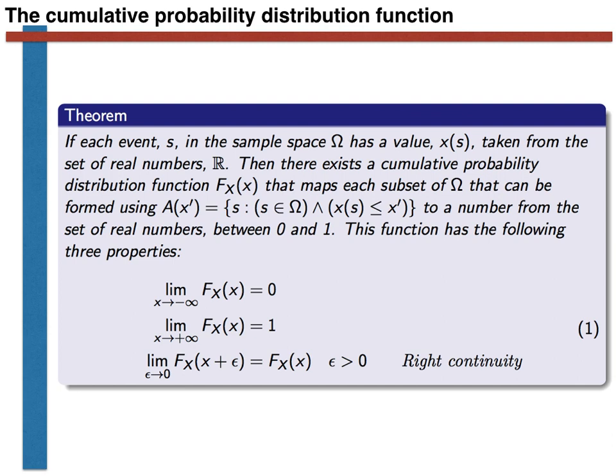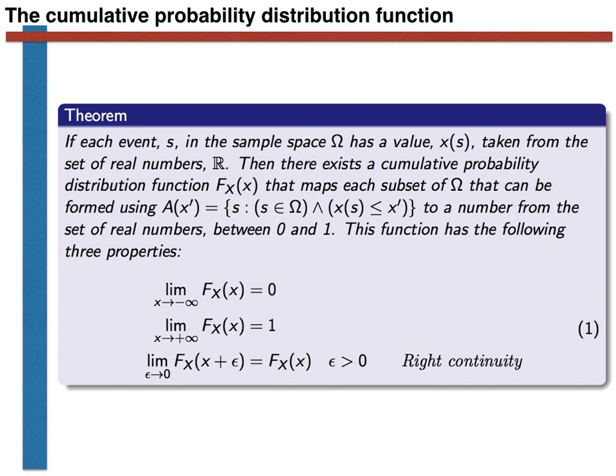This function has the following three properties. In the limit as x tends to minus infinity, the function is equal to 0. In the limit as x tends to plus infinity, the function is equal to 1. And in addition, the function is right continuous. After having introduced this definition in the previous video, we then worked out the cumulative probability distribution function for tossing a fair coin, which I'm not going to go through again, as this should now be familiar to you.